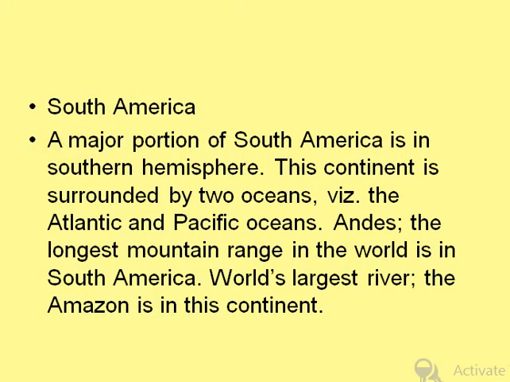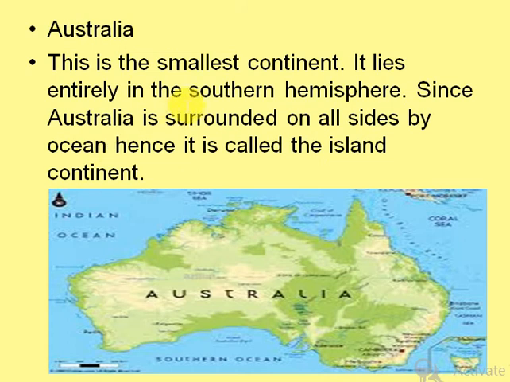Now let us discuss Australia. This is the smallest continent. It lies entirely in the southern hemisphere. Since Australia is surrounded on all sides by ocean, it is called an island.